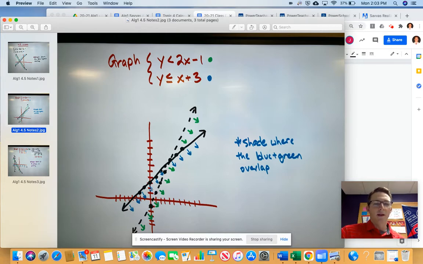So in this skinny area right here, we only have blue arrows. In this skinny area over here, we only have green arrows. But in this big area over here, we have blue arrows and green arrows pointing towards each other. So we would shade in this region.